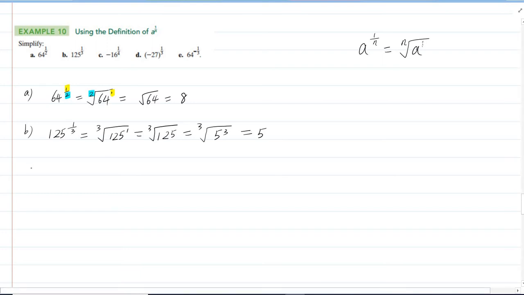Let's go ahead and work on part C. Negative 16 to the 1 over 4th power is the same thing as negative, right? It's the outside. Remember, negative is the outside.